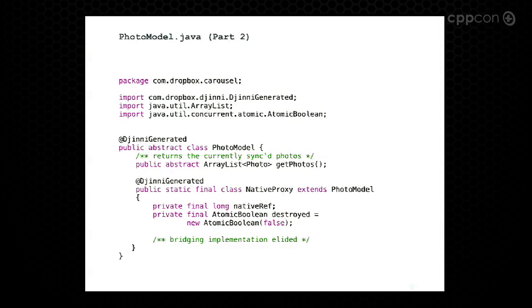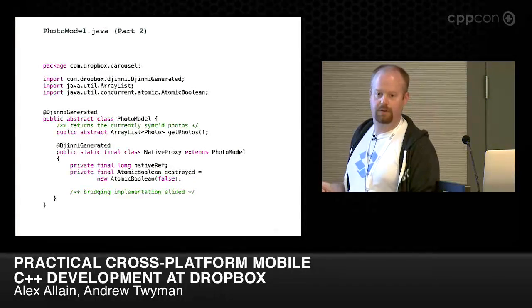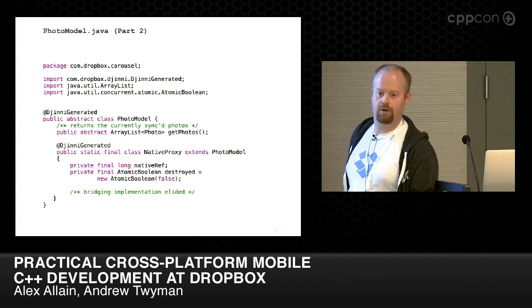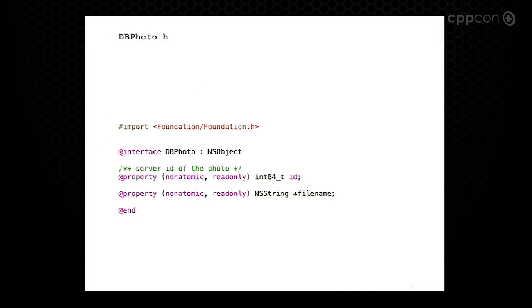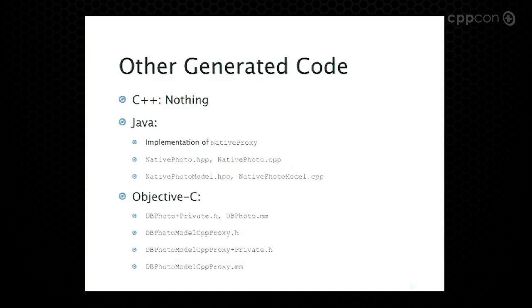Here's the Java code for the interface. It's pretty basic, and in fact, I didn't even really have to show you all of this, because this is the only part that anyone interacts with. But this is the beginnings of the proxy class that allows C++ to provide the implementation. I pulled out all the methods, but you can see that it contains that long ref that I mentioned in my examples earlier. On the Objective-C side, you get a header file containing a DB photo object for the record. You get a header file for a DB photo model object for the interface. And then you get a whole bunch of other code that you never want to look at, which is the actual glue pieces. I won't go into detail.